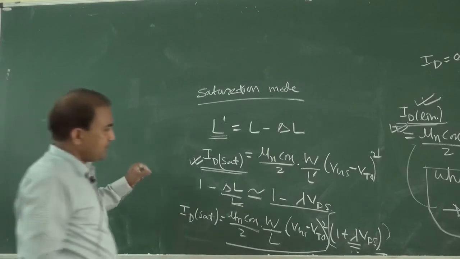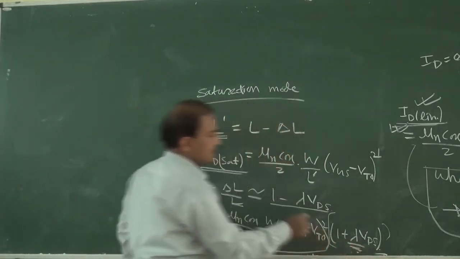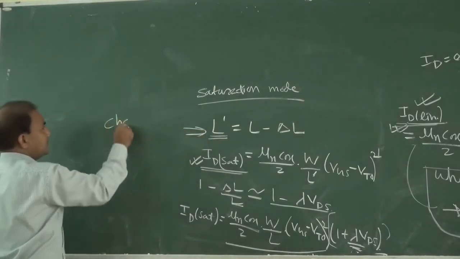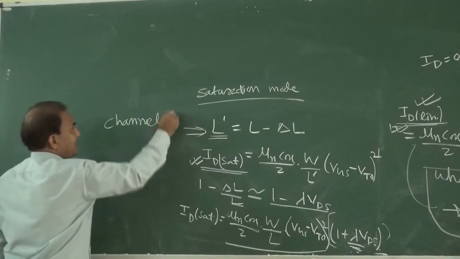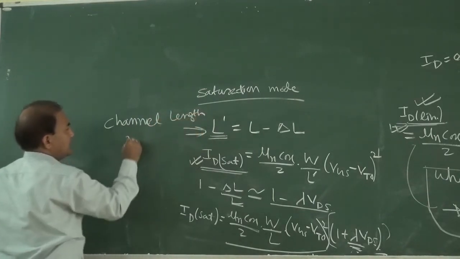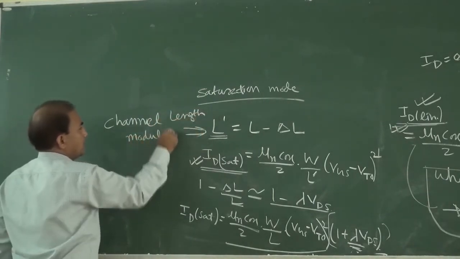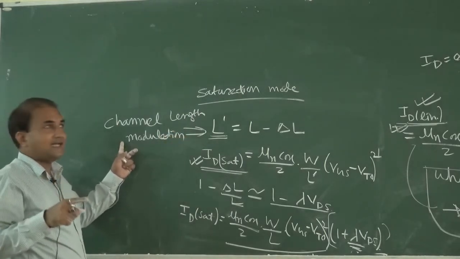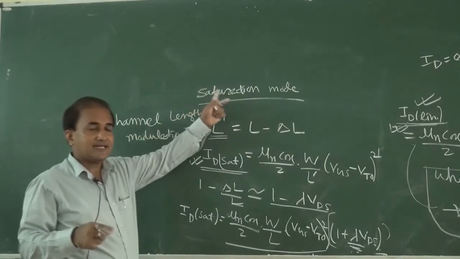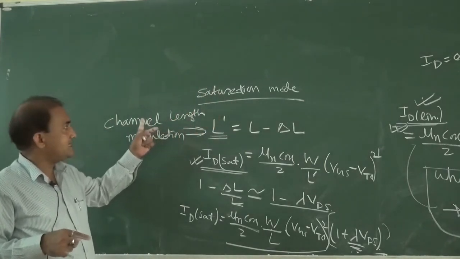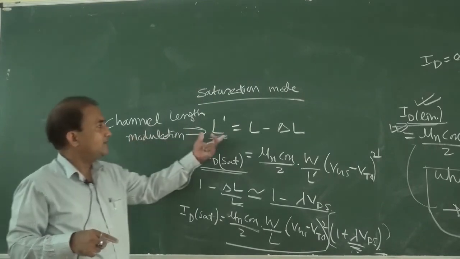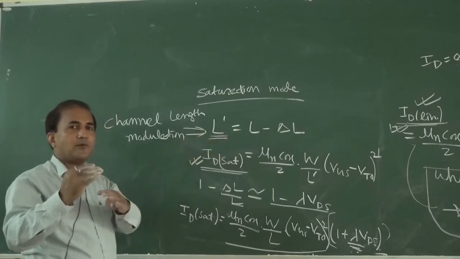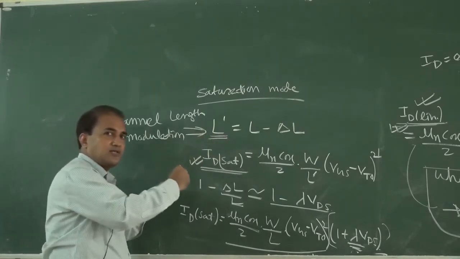We will see what this lambda is. This is due to an effect known as channel length modulation. Channel length modulation occurs in saturation mode. In saturation mode, because of this channel length modulation effect, the effective channel length decreases, because the pinch off point moves towards the source terminal.